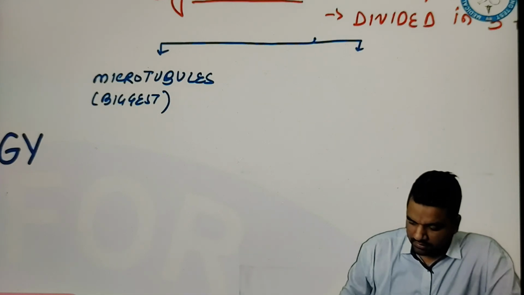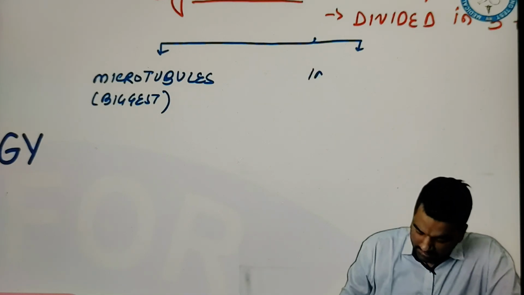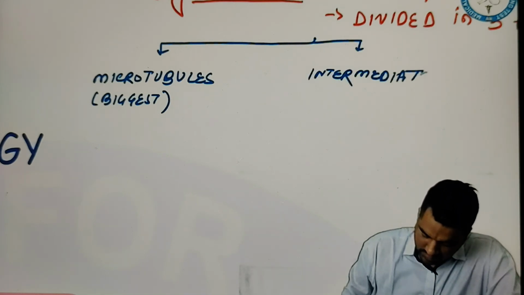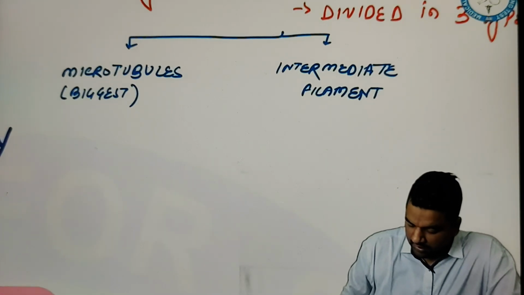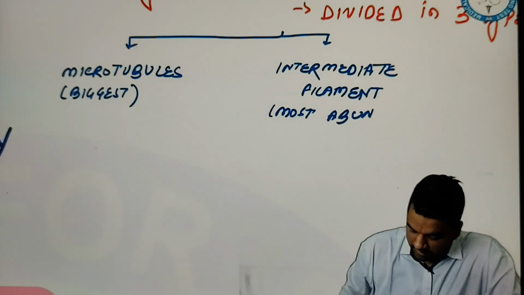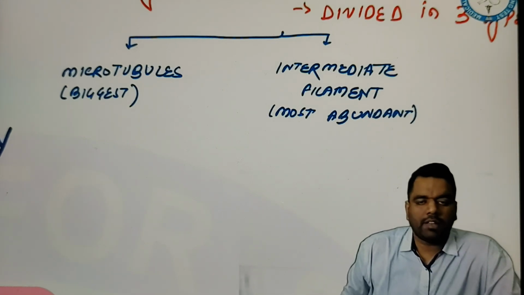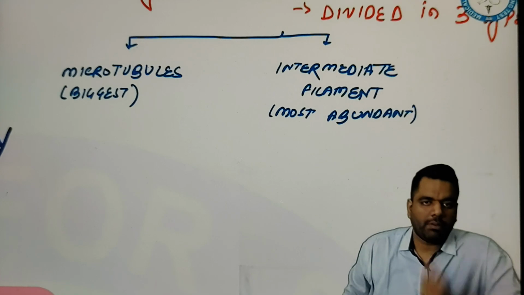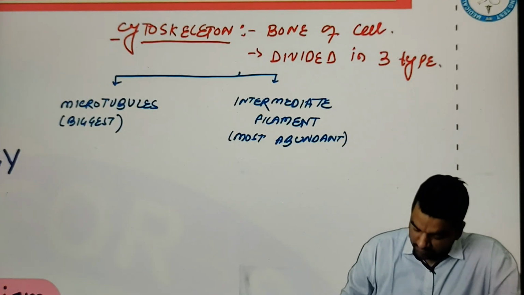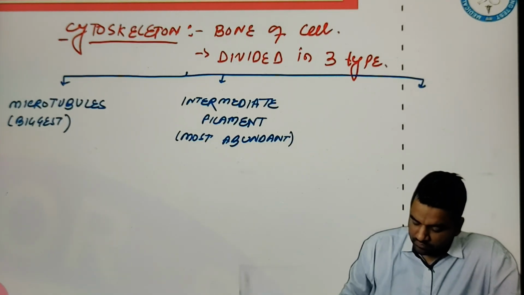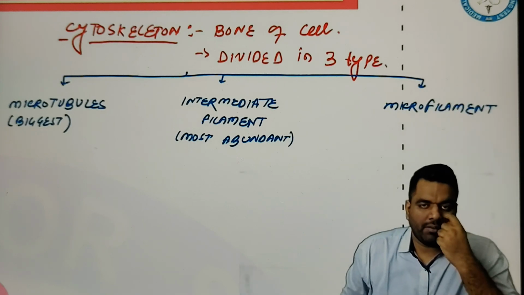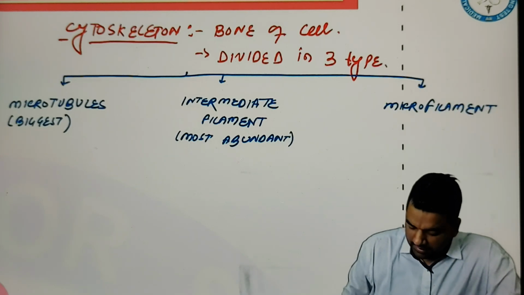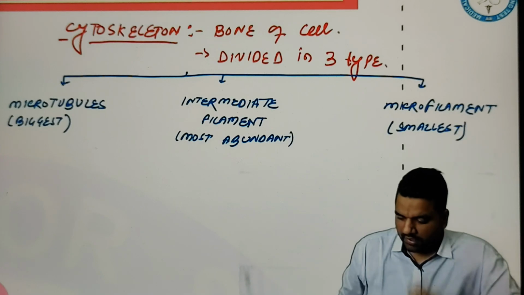Number two is intermediate filament. They are most abundant. Most abundant means very much, बहुत ज़्यादा. Number three is microfilament. So microtubules, intermediate filament, and microfilament, and they are the smallest in size.